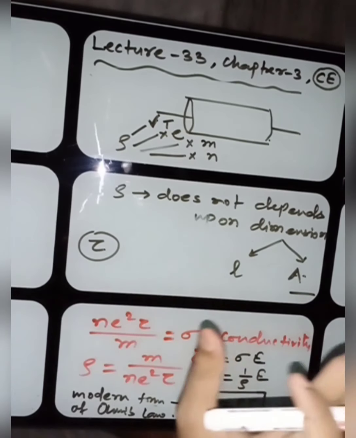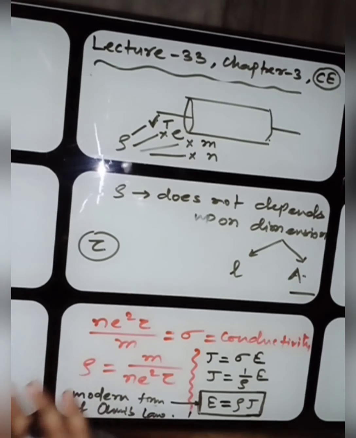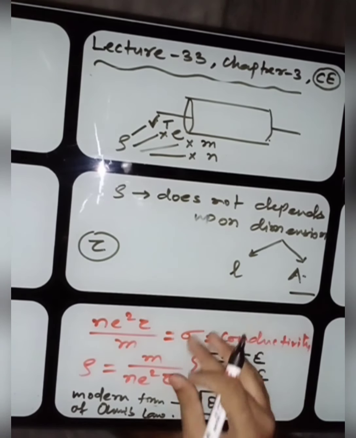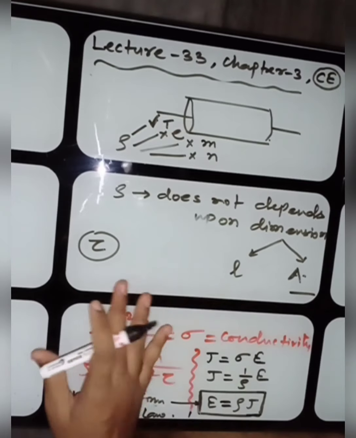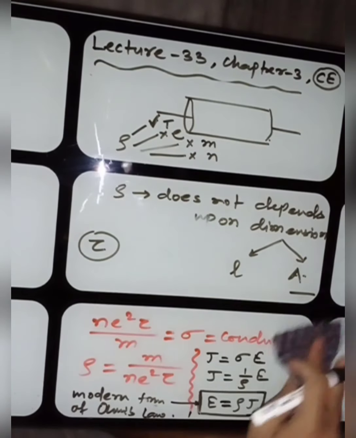If the material changes, of course the number density, everything will change. That's why the resistivity will change. So these are the factors on which this resistivity, my dear students, depends. We have studied that already in standard 10, but I taught you minutely over here.